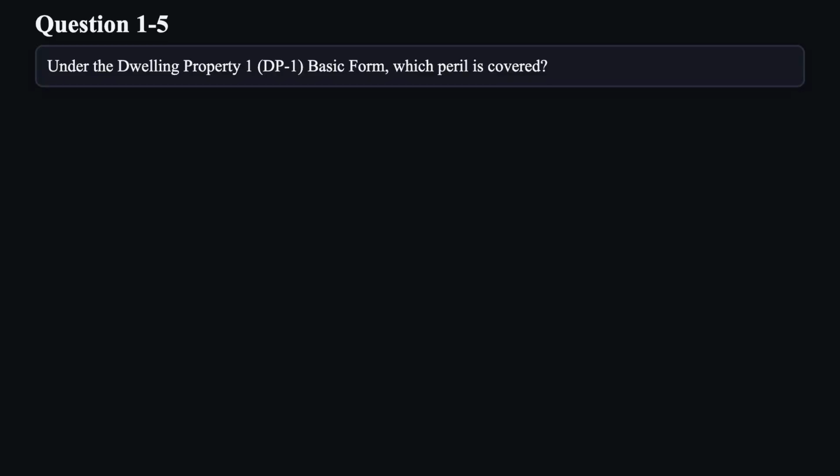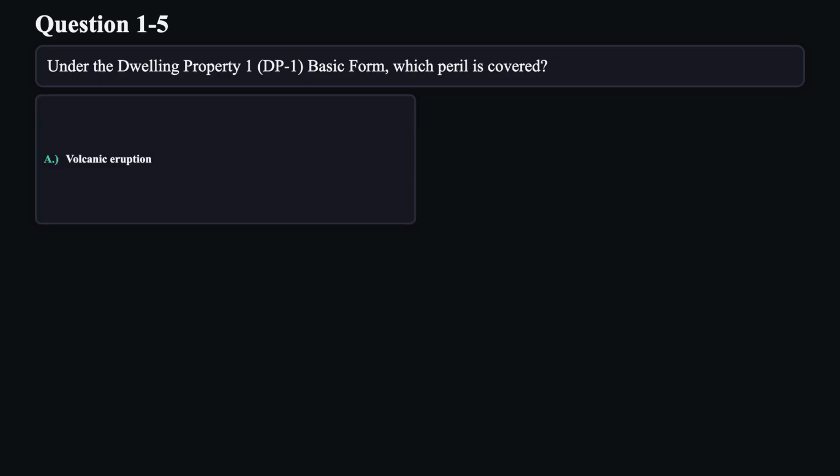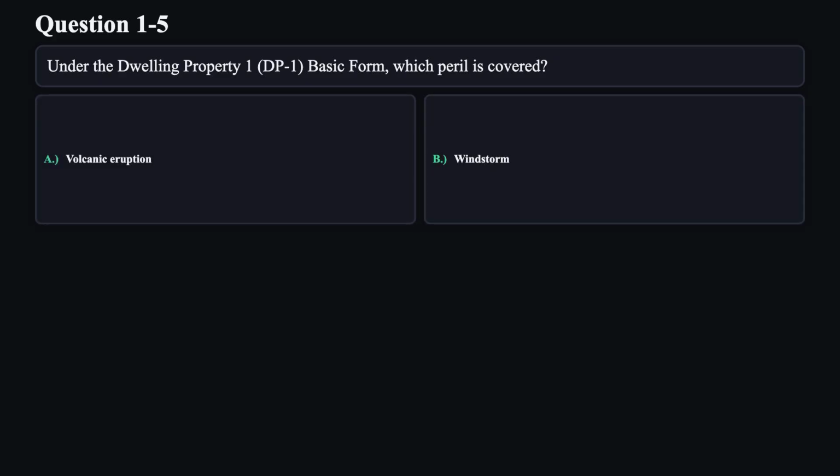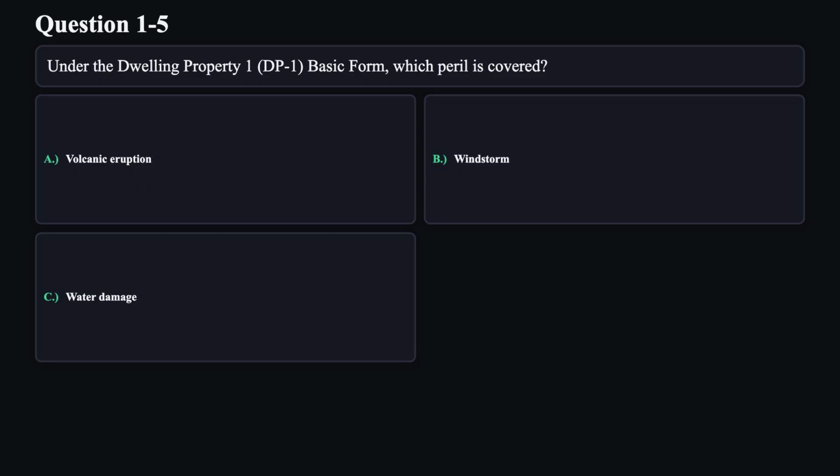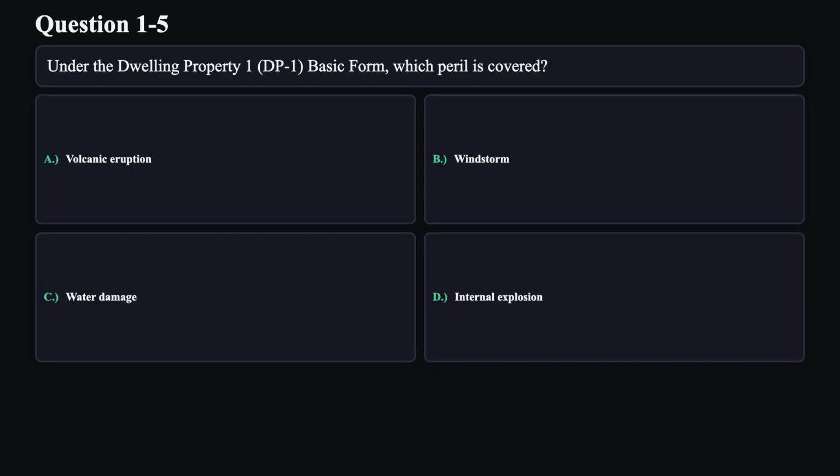Question 5. Under the dwelling property 1, DP-1, basic form, which peril is covered? A. Volcanic eruption. B. Windstorm. C. Water damage. D. Internal explosion.